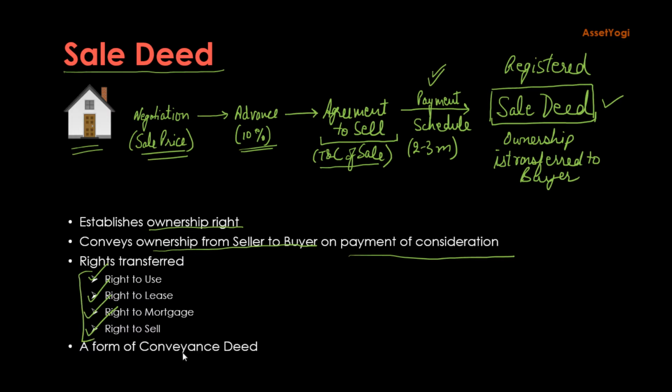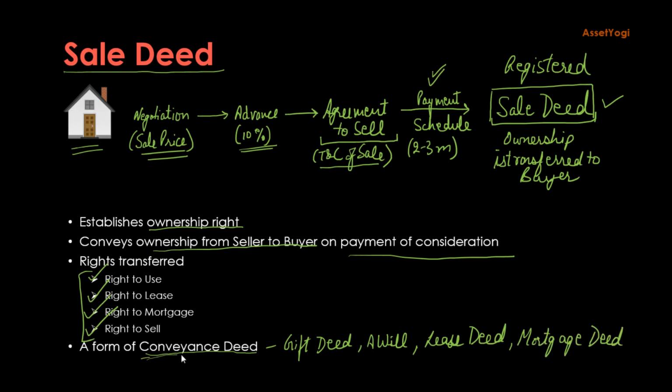A sale deed is sometimes referred to as conveyance deed also, but there is a slight difference because conveyance can happen in the form of other deeds also. For example, gift deed, a will, or even a lease title can be transferred with the help of a lease deed. Then mortgage deed is also a form of conveyance deed. So basically conveyance deed is a broad legal document which conveys any form of title from one person to the other person, and that right can be any form of right. It can be the right to use, right to lease, or right to mortgage.